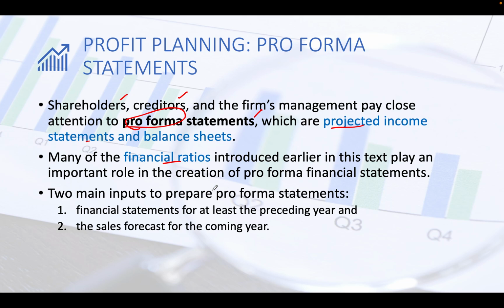Okay, so many of the financial ratios that we learned in chapter 2, some of it will be used in this topic. The two main inputs to prepare pro forma statement, which is what do we need to have in order for us to prepare pro forma statement. Okay, the first one is financial statement for at least the preceding year, which is let's say now is 2023, we need to have previous year financial statements, 2022 income statement and 2022 balance sheet, as well as the sales forecast for the coming year.